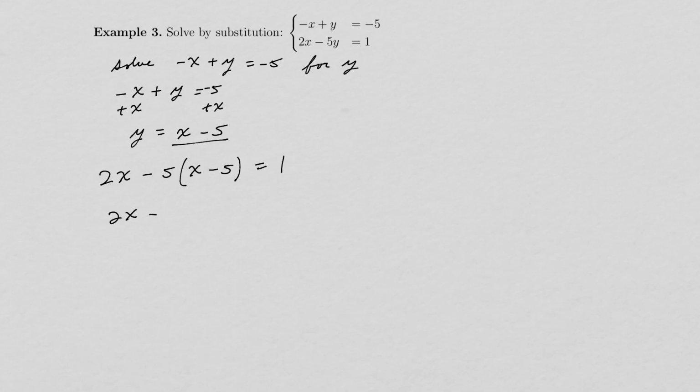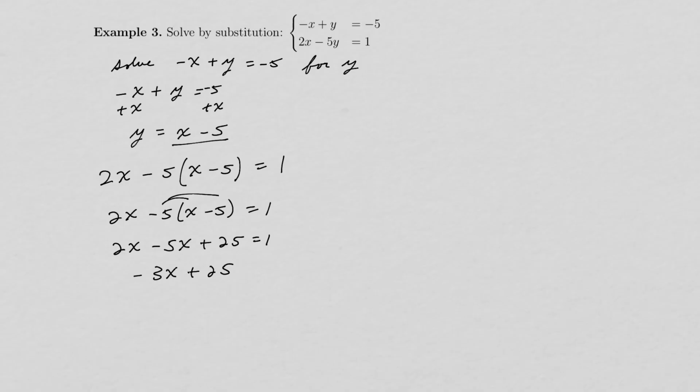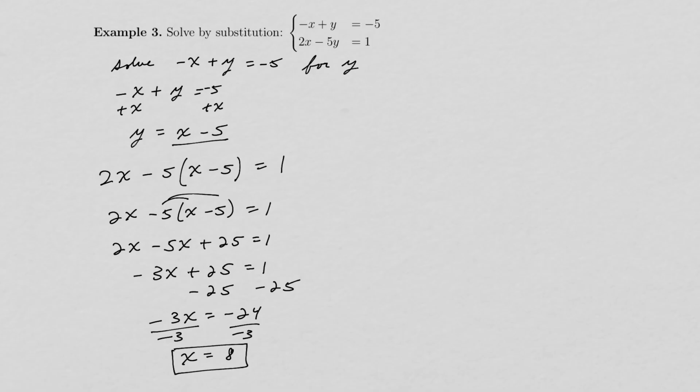So how would I do that? I would distribute in the -5. So I have 2x minus 5x. -5 times -5 is positive 25, is equal to 1. I can combine like terms, so this is -3x plus 25 is equal to 1. Then I need to subtract 25. So negative 3x is equal to negative 24. And then finally divide by negative 3. And I'm going to get x is equal to positive 8, in this case. Okay, so I'm half done. That's one of my solutions, x equals 8.